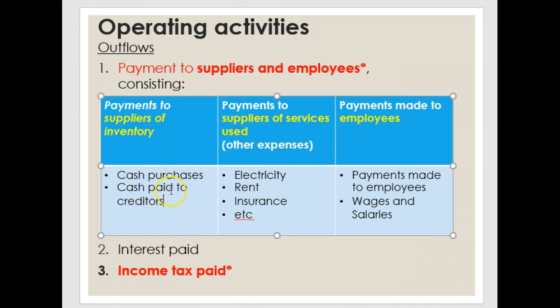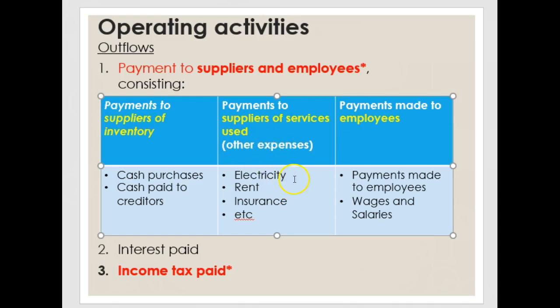Next will be cash paid to creditors. Let's say I buy my inventory on credit and then I pay my creditor later. The amount of money that I paid to my creditor is considered as payments to suppliers of inventory as well. Next will be the payments to suppliers of services used, which we will look at in the SOCI, other expenses part. We will look at what are the services that we have used throughout that year.